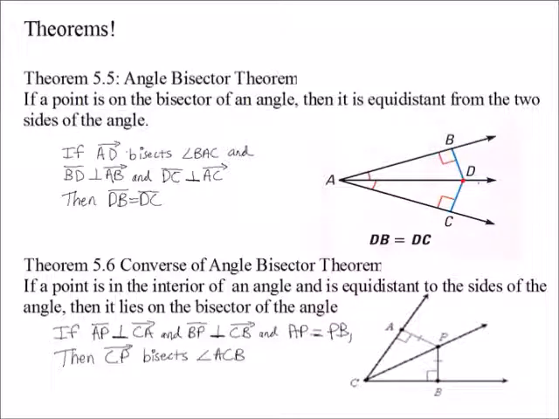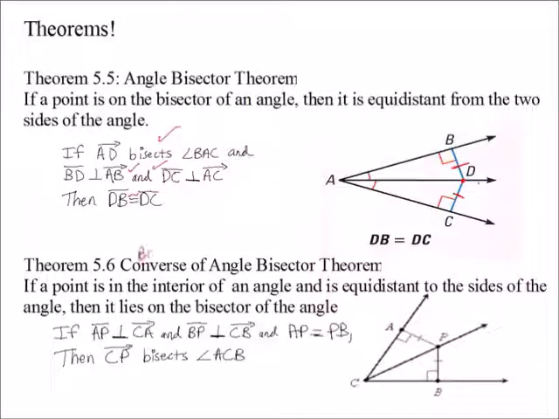So if ray AD, so here's AD, splits or bisects angle BAC, okay? So this angle and this angle have to be the same degree measure, and it has to be perpendicular. So this says BD is perpendicular to AB, so 2 congruent angles, meets at a right angle. If you have these 2 conditions, then you can say BD is congruent to DC, okay? Put a little congruent there.